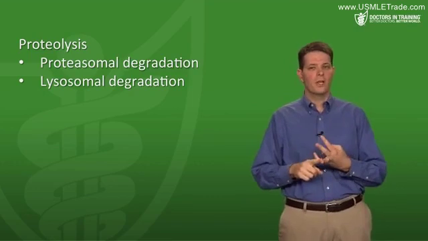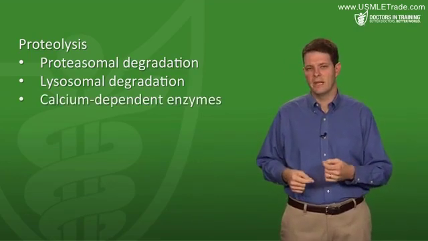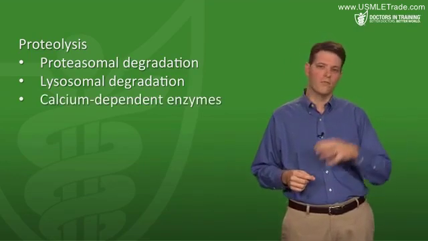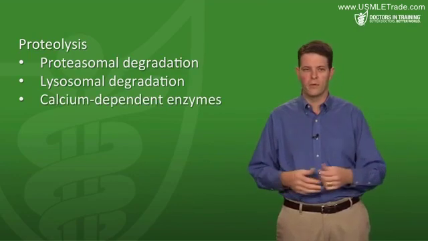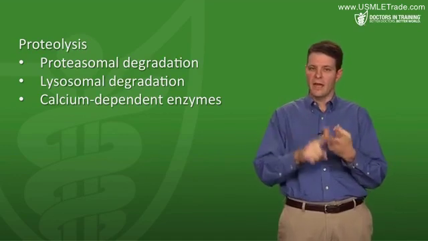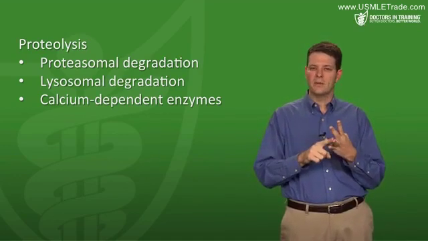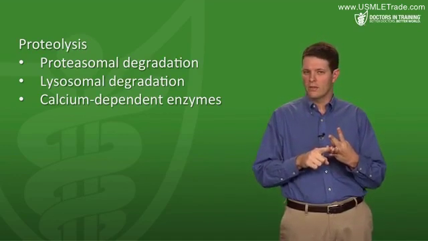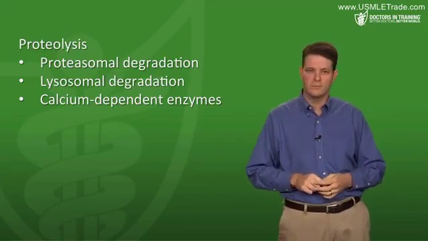And then option three for proteolysis is to use calcium-dependent enzymes that aren't found in the lysosome and aren't found in the proteasome, but again, they break down proteins. So there's a proteasomal mechanism which uses ubiquitin, there's a lysosomal mechanism, and there's a calcium-dependent enzyme mechanism. Three different ways to break down proteins that you don't need anymore.